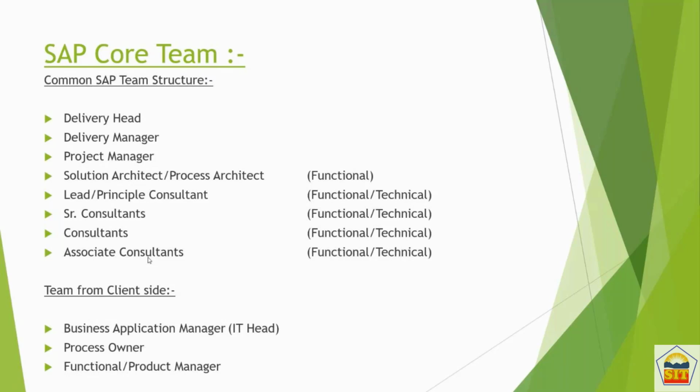Then we have the team from the client side. That team would be led by your IT manager, and this IT manager would be at a director position. We call him business application, because this is an application, and he's going to manage it from the business side. And below him, he will have the process manager. He will have the process owner, functional manager, product manager. So both of these two will become your SAP core team.